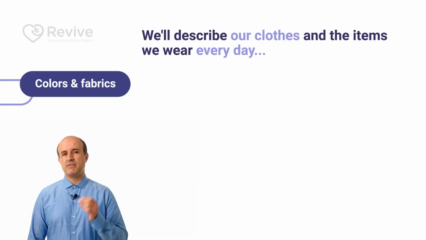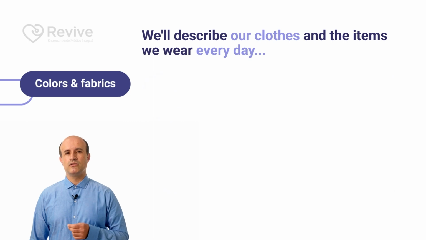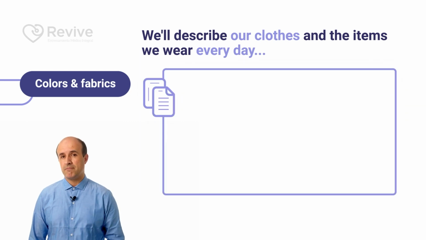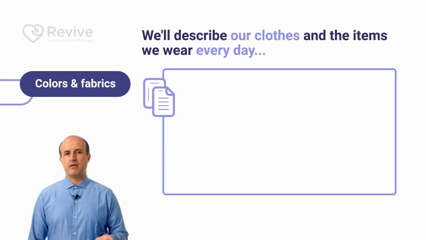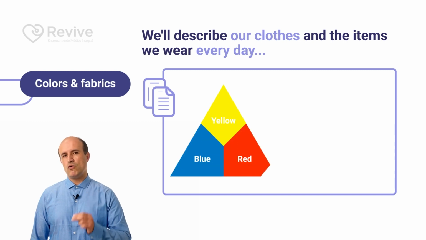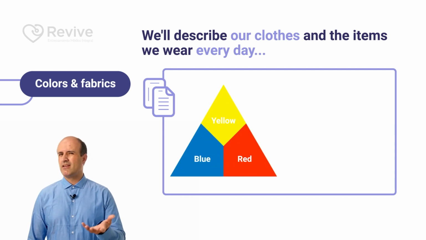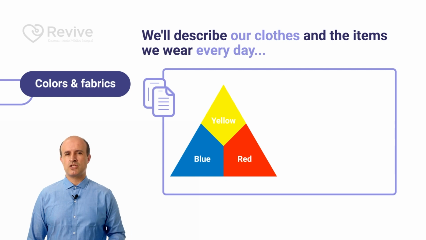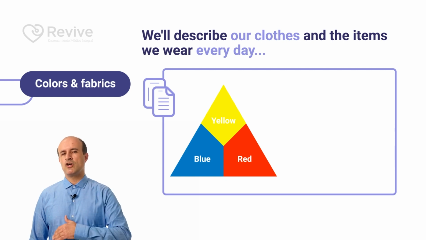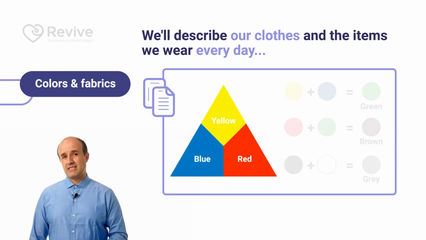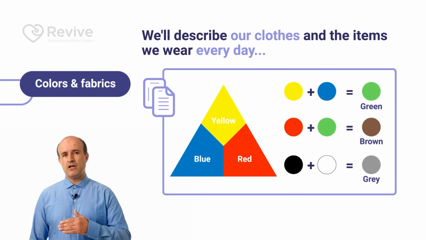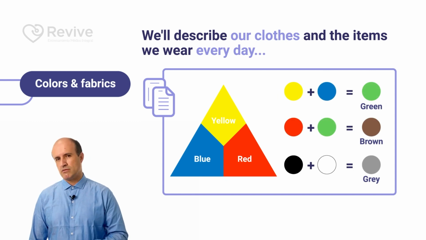We are going to take a look now at the colors and the materials for describing clothes and the items we wear every day. We start with the basic colors that are yellow, blue, and red. Then we have combinations between these colors to produce some of the common colors we know. For example, the combination of yellow and blue is the color green.